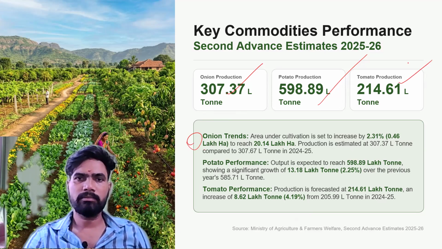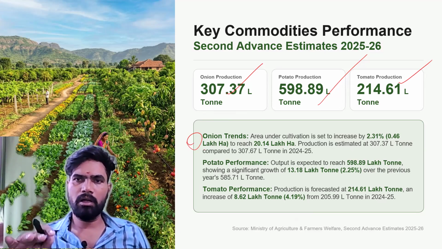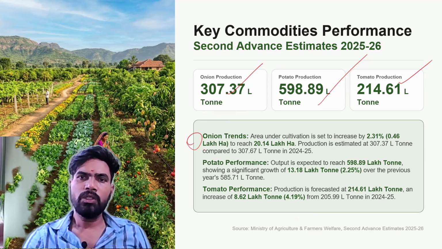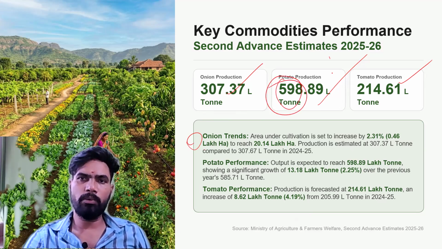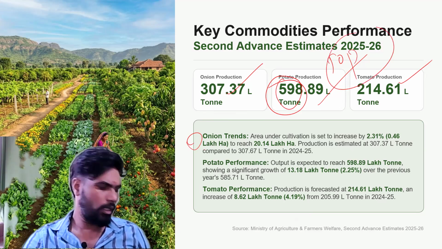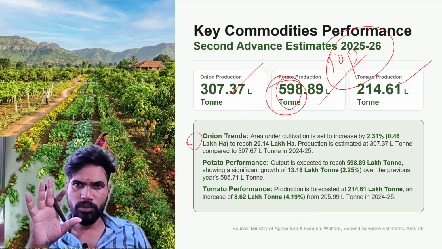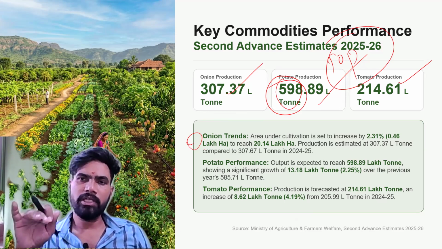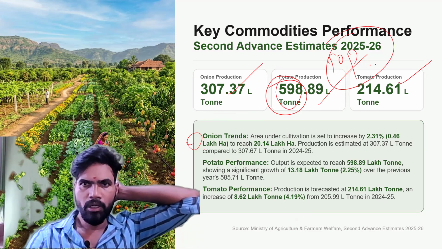Tomato production is 214 lakh tons or 21 million tons roughly. So you can clearly say potato is the leader among the top crops. I think you know what the top crops are: tomato, onion, and potato. They are fundamental in vegetables. The prices of the rest of the vegetables are decided by these top crops only.